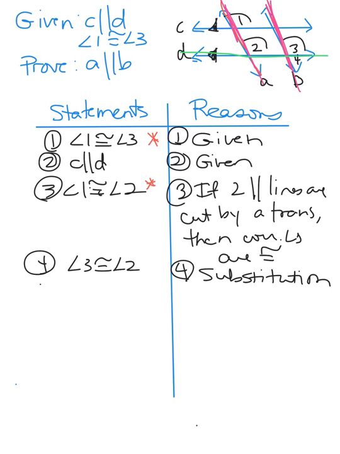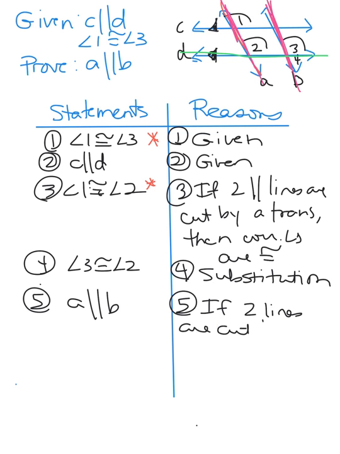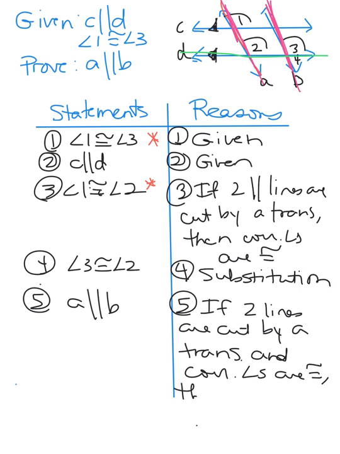Well, in that previous step, I did say that angle 2 is congruent to angle 3. So therefore, I can say that line A is parallel to line B, and that is because if two lines are cut by a transversal, and corresponding angles are congruent, then the lines are parallel.